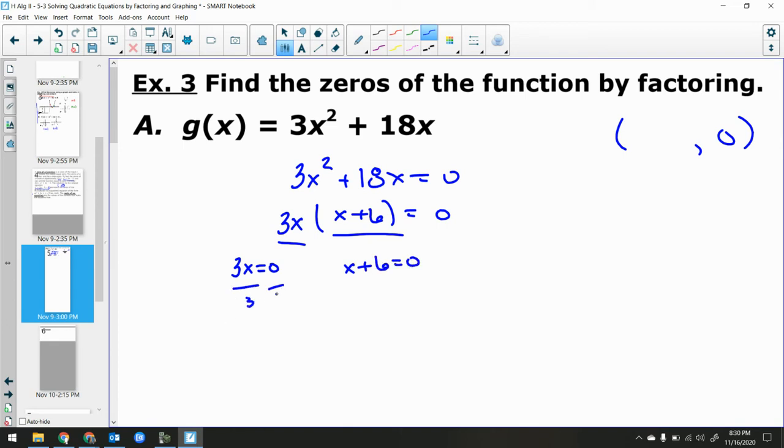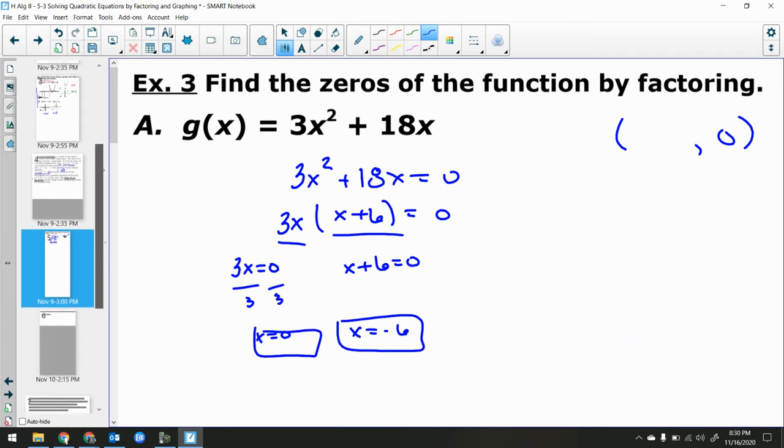Okay, we'll divide by 3. X is 0. Subtract 6. X is negative 6. So those are the 2 values. Yes, 2 values. Remember, I could have 1, 2, or no zeros. We're not going to talk about the fact that we sometimes have no zeros. We'll talk about what that means later on in this chapter.